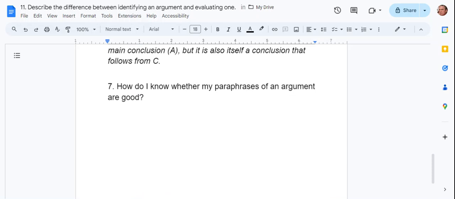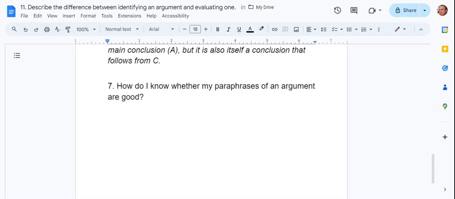Finally, number seven, how do I know whether my paraphrases of an argument are good? He doesn't really explain this. I mean, he doesn't really give us a good criterion for that. He says paraphrasing is when we have to reword the argument to make it fit into standard form, which sometimes can make it sound stilted. But in order to bring out the logic of it, we need to change the wording. How do I know that my changes in wording don't change meaning, don't change the argument?